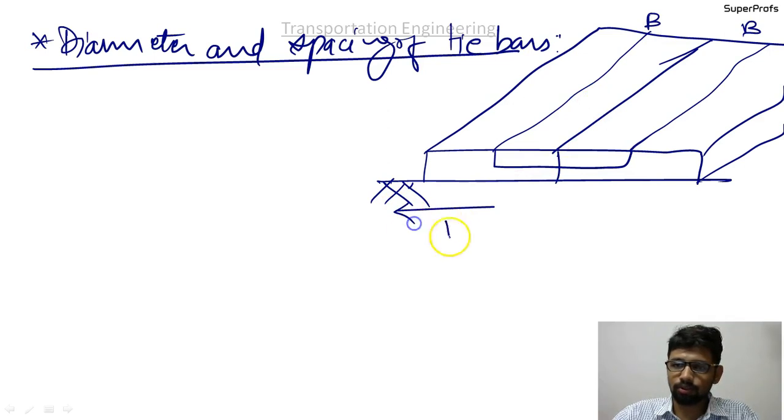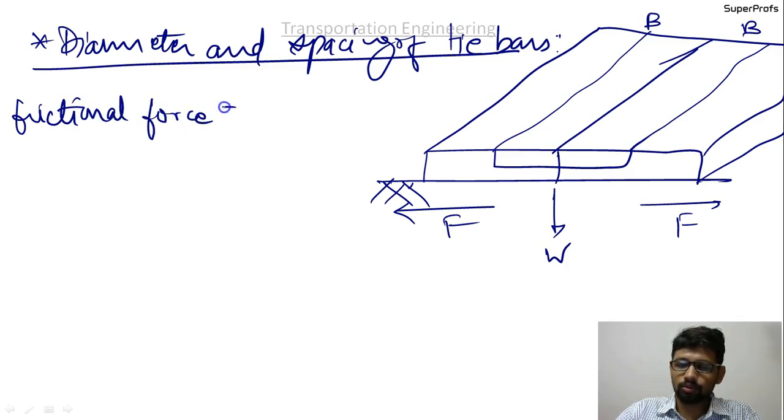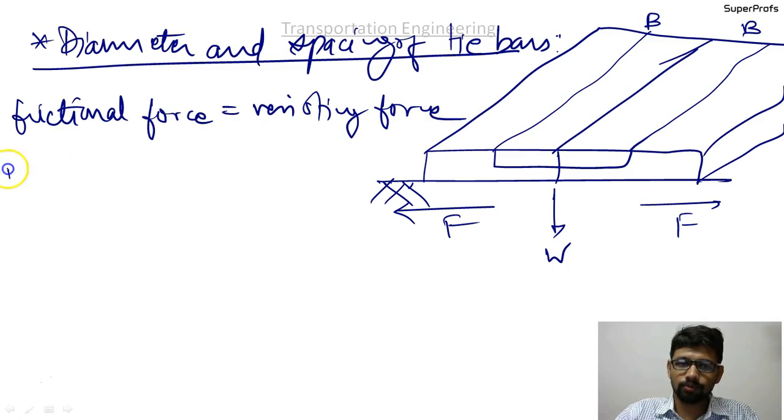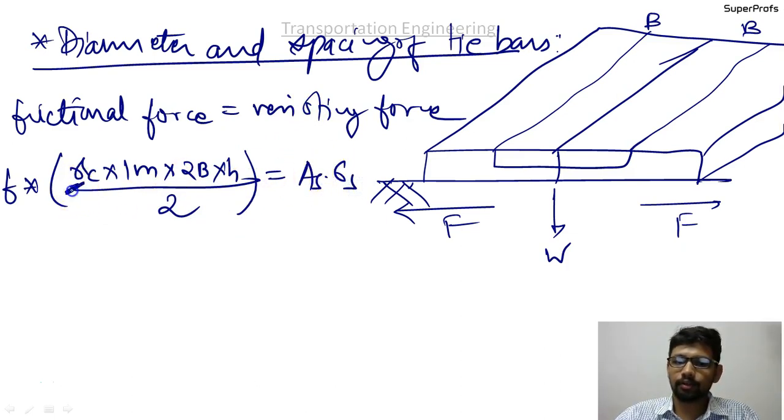So there will be frictional force like this, and weight W acting here like this. So frictional force equal to the resisting force, Newton's third law. Okay. So again, F into gamma C into 1 meter into 2b into h by 2 will be equal to the resisting force, which is As into sigma s.